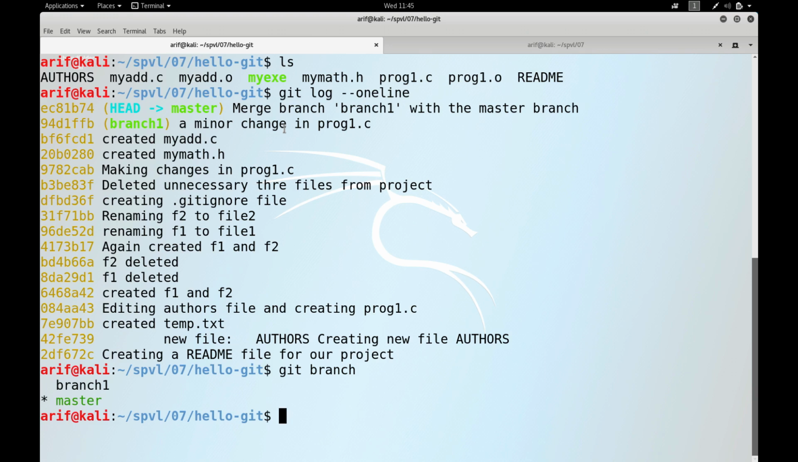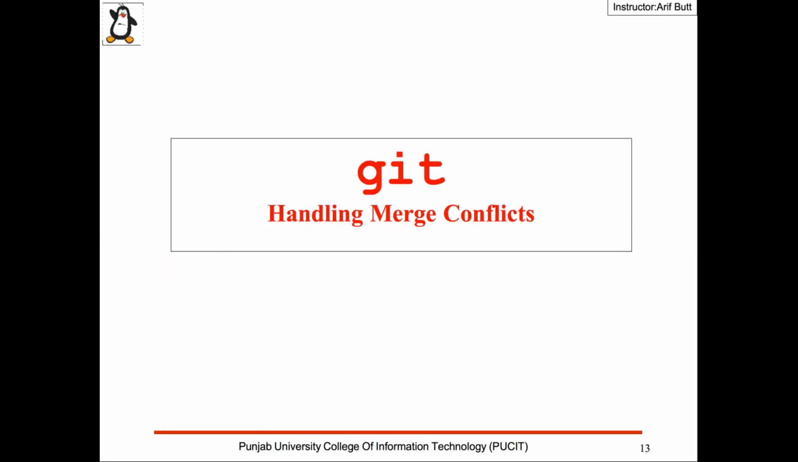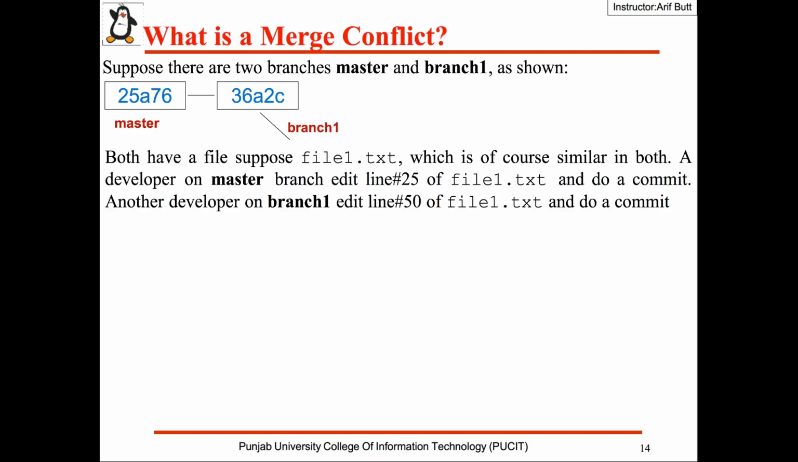Let us talk about an issue that might turn up on branches. Let's talk about that issue on the slides, and that is merge conflicts. Well, what is a merge conflict? Well, dear students, suppose there are two branches. One is the master and the other is branch one. And both those branches have a file, suppose file1.txt, which is similar in both in the beginning.